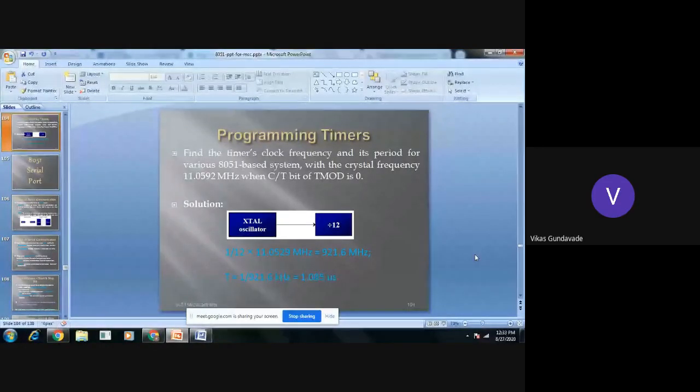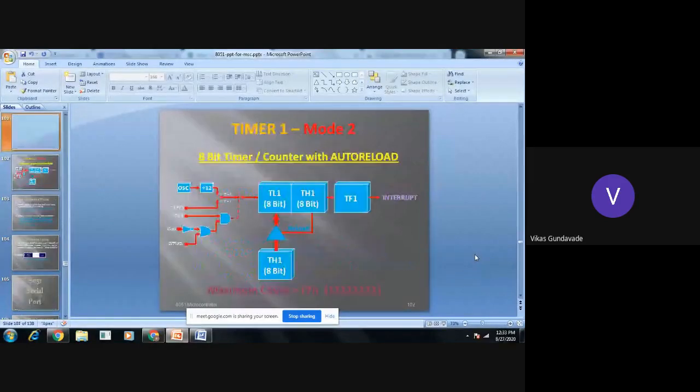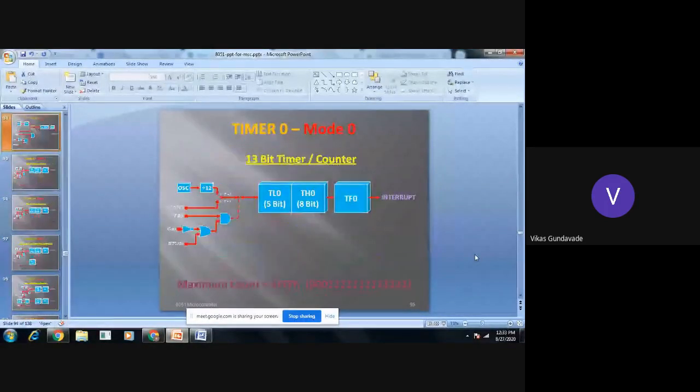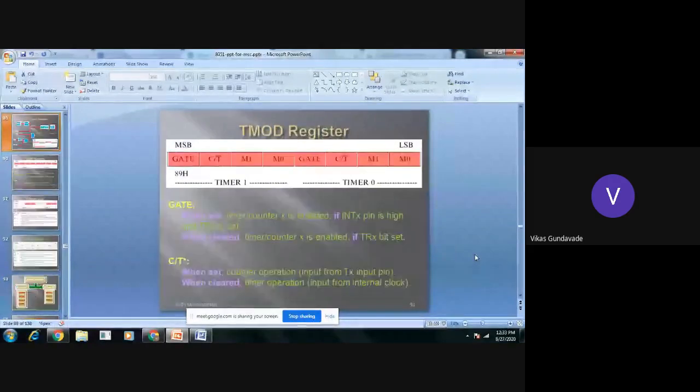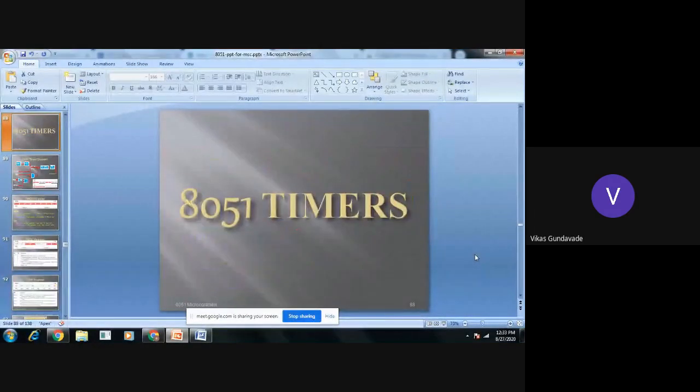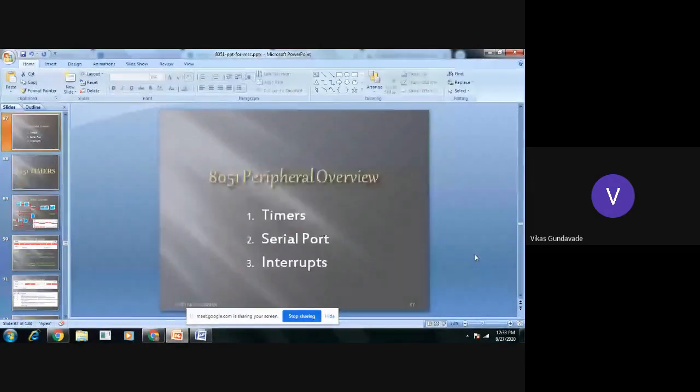So we have seen the different data types in embedded C. Now we will move towards the different peripherals which are available with the microcontroller. There are three peripherals available with the microcontroller, in which the first one is the timer, then the serial port, and the interrupts.